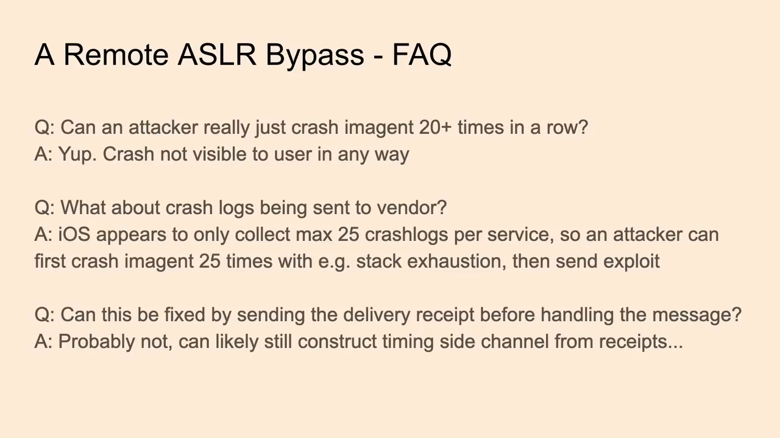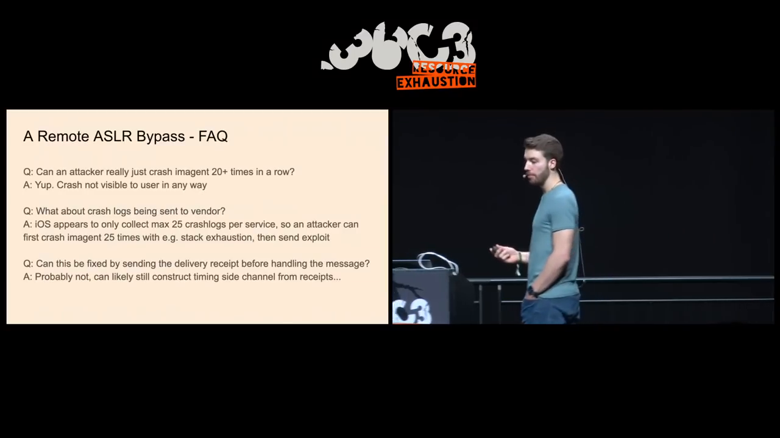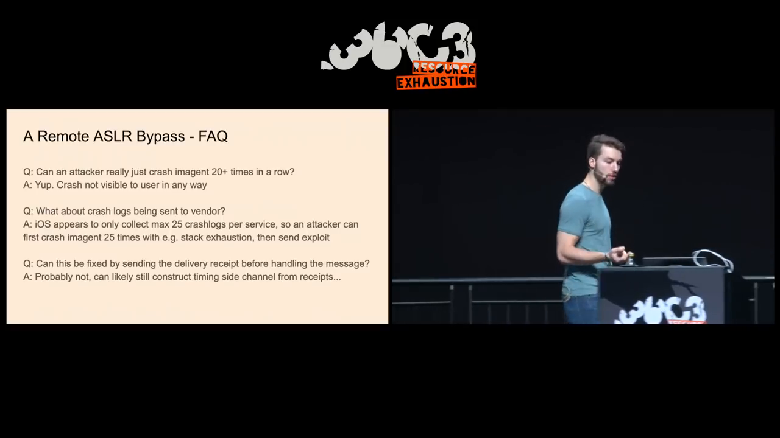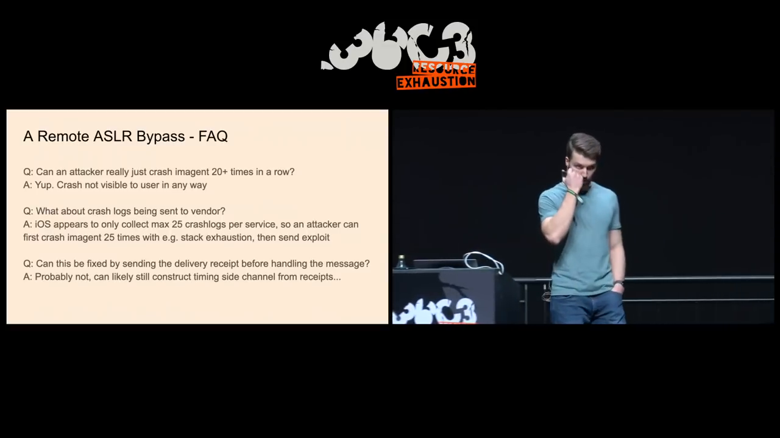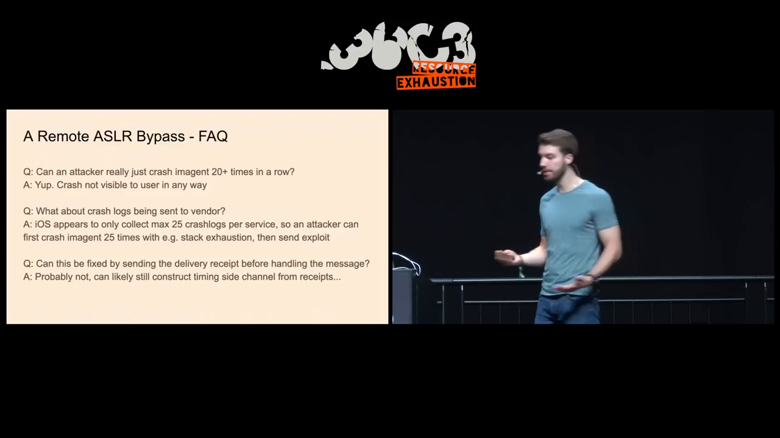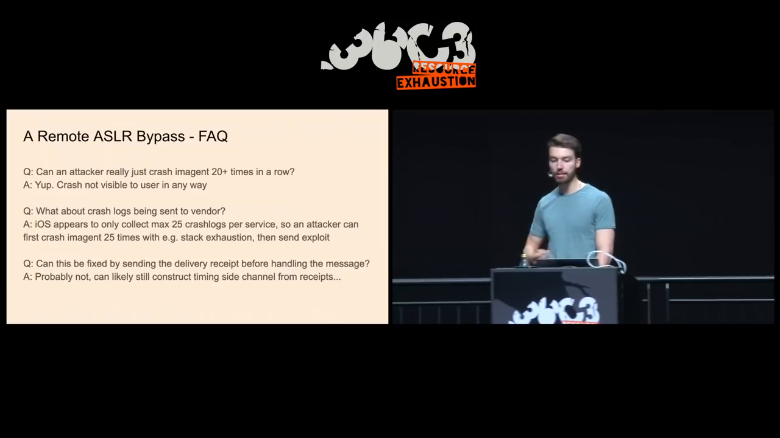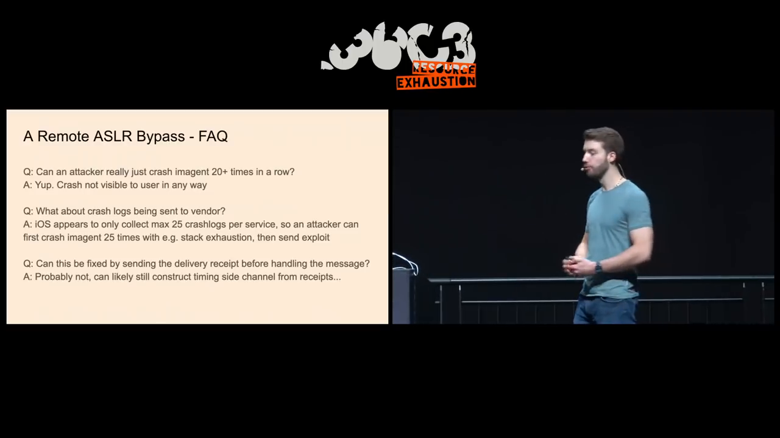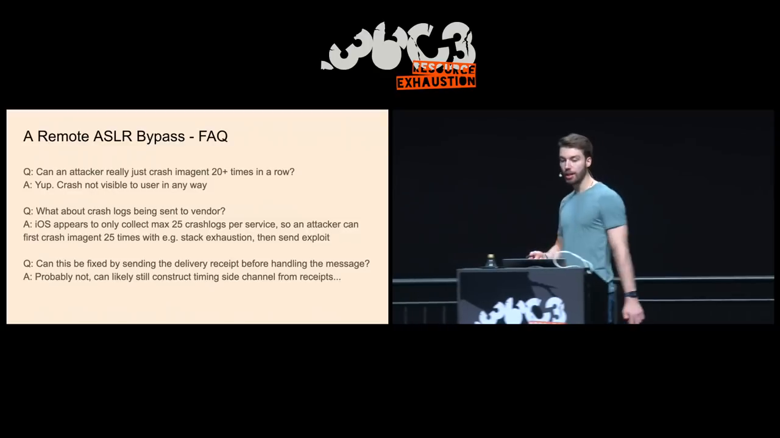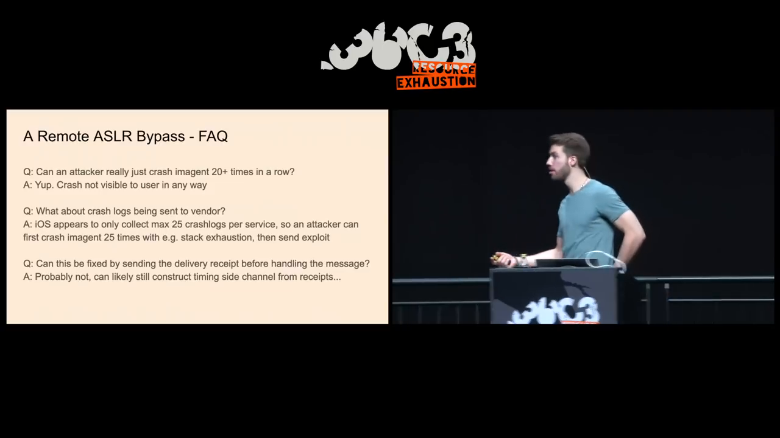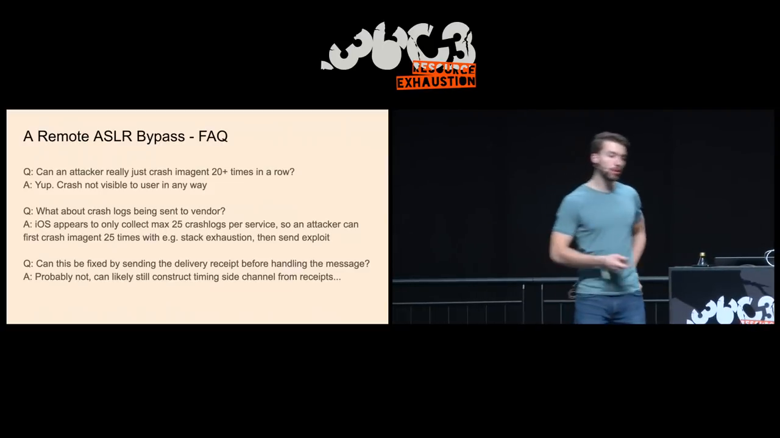Second question is, I think by default, the iPhone is configured to send crash logs to the vendor, to Apple. So isn't that a problem? So I think I looked at this briefly. What I stumbled across was that it seems that iOS collects at most 25 crash logs per service. This is not designed to be like a security feature, right? So this makes sense. But what that means is that an attacker can use some kind of resource exhaustion bug to crash this daemon maybe 25 times first, and then only start the exploit. And then no trace of the exploit will be sent over.